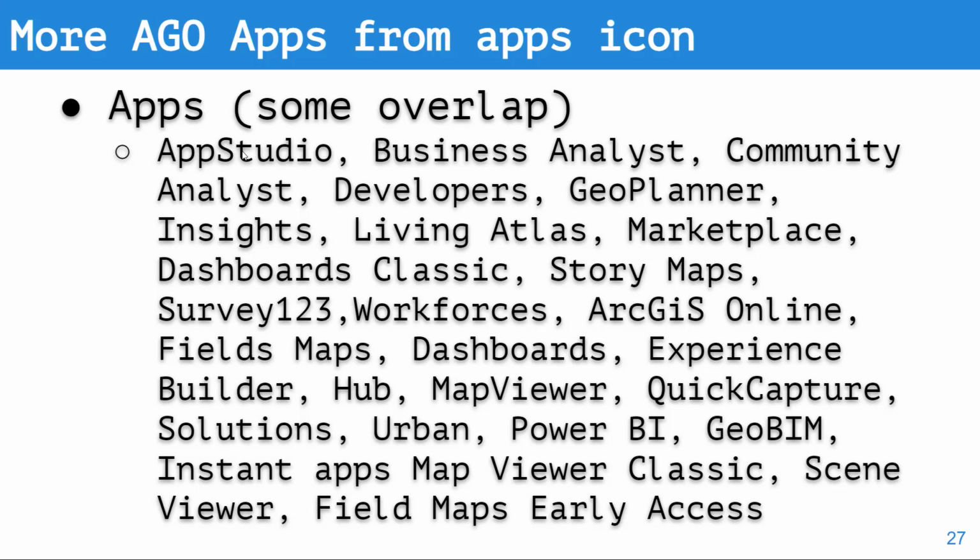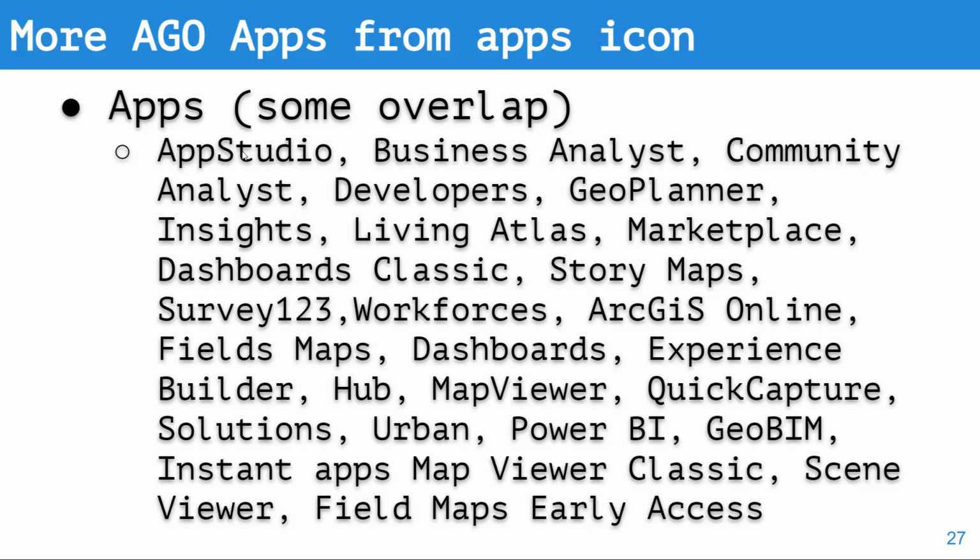App Studio, right? From there, this is the 3x3 little square matrix thing that you can click on. It looks like the all apps icon on Apple and Android. In there, you'll see something called App Studio. That's for building mobile apps. You'll see Business Analyst, Community Analyst, Developers, GeoPlanner, Insights. Now, Insights is kind of web-based. Living Atlas, Marketplace. But hidden in there are older technologies like Dashboards Classic. That was second generation dashboards from Esri. It used to be called the Operations Dashboard, but it only ran on Windows. And then the first migration to the web, and now we're on the second generation already.